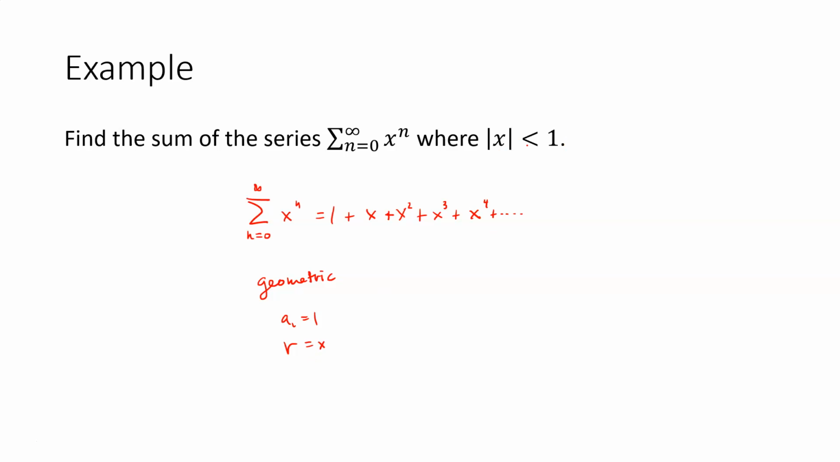Since we were given that the absolute value of x is less than 1, we know it's convergent, and it converges to a over 1 minus r. In this case it is 1 over 1 minus x. And this series will be convenient for us to take note of now. This one will become handy later on when we want to express functions of this form, 1 over 1 minus x, as an infinite series.